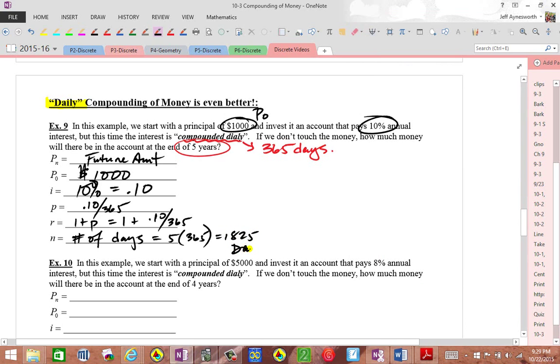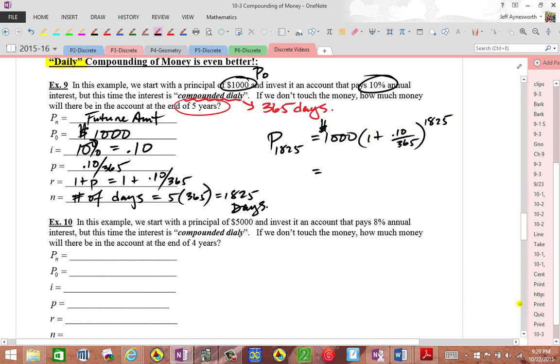1825 days. We're going to compound it 1,825 times. So the amount of money that we have after 1,825 days is going to be equal to my original deposit, 1,000 bucks, times 1 plus 0.10 divided by 365, raised to the 1825 power. Look at that. Gotta love mathematics because it can solve all kinds of cool problems.